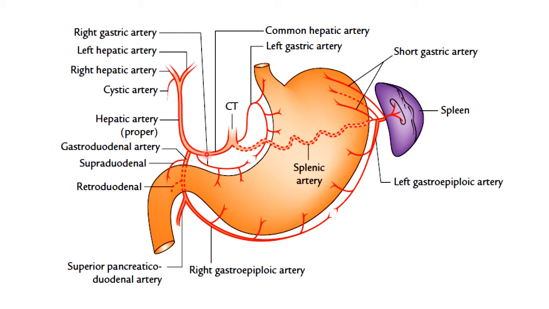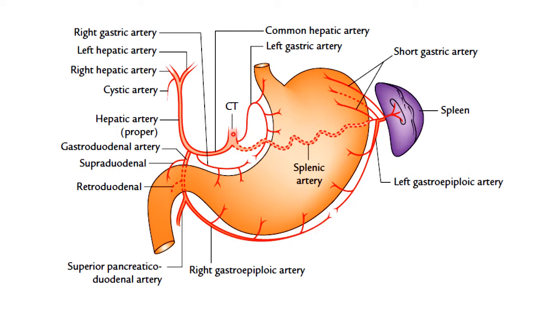Then the common hepatic artery divides into its terminal branches: the hepatic artery, which runs upward towards the liver, and the gastroduodenal artery. The gastroduodenal artery arises at the upper border of the first part of the duodenum. It descends downwards behind the duodenum, and at the lower border of the duodenum it divides into the superior pancreaticoduodenal artery and the right gastroepiploic artery. The right gastroepiploic artery turns towards the left and passes along the greater curvature of the stomach.